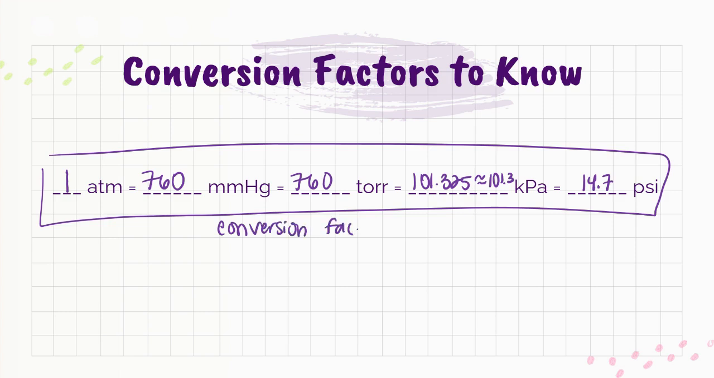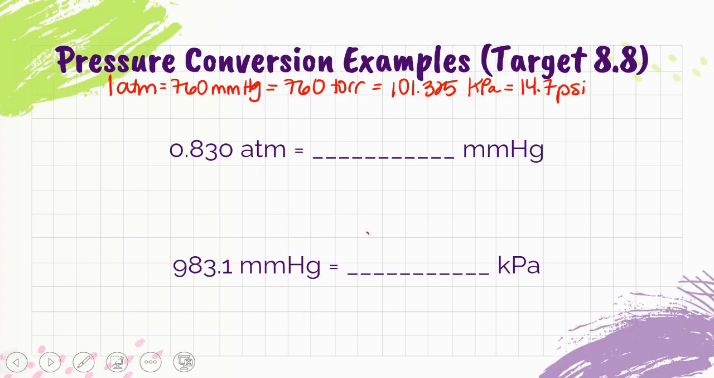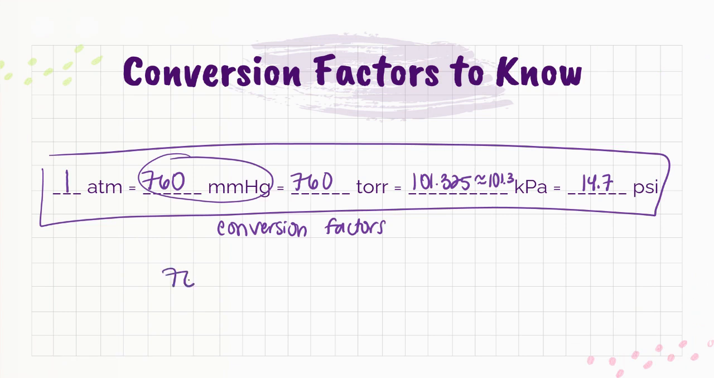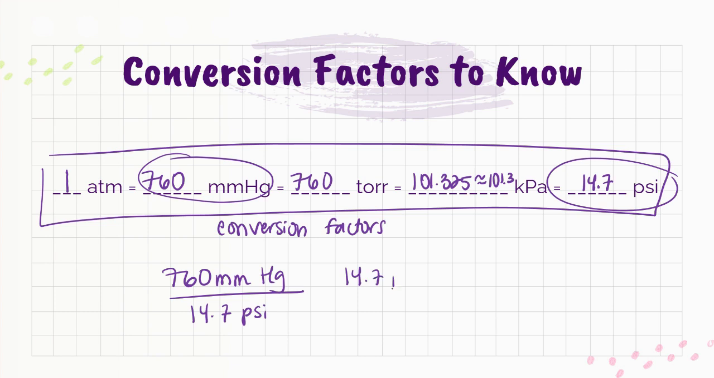And to use them, you can pick any two. They're all equivalent. So if I wanted to, I could look at 760 millimeters of mercury per, maybe I want to convert it to PSI, 14.7 PSI. And of course, since it's a conversion factor, you could flip it. 14.7 PSI is 760 millimeters of mercury, whatever way you need to use it to cancel out units.